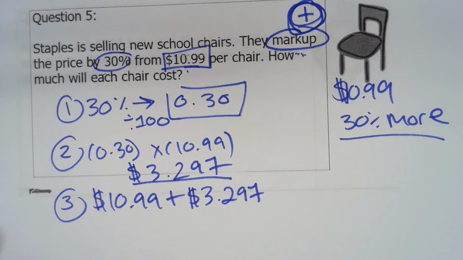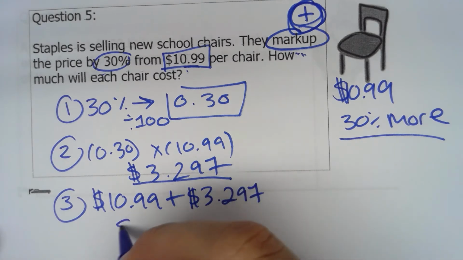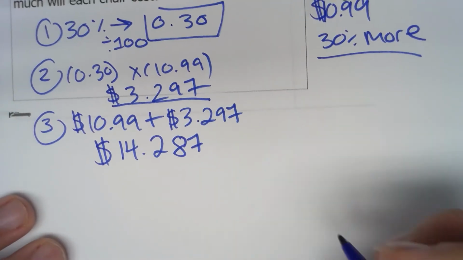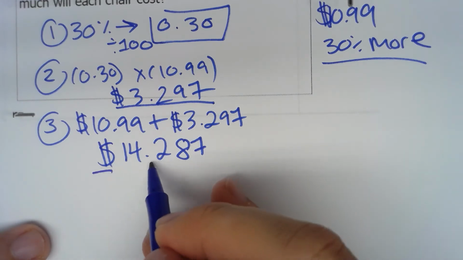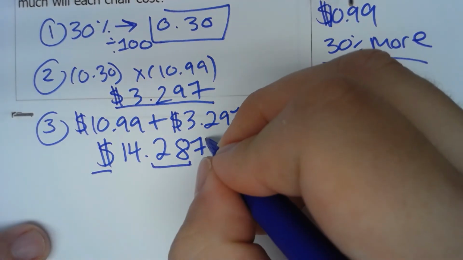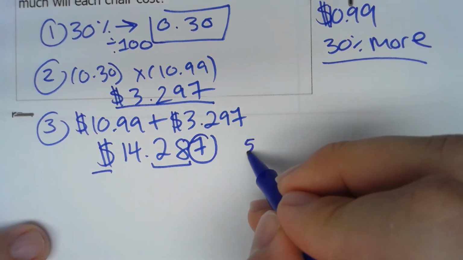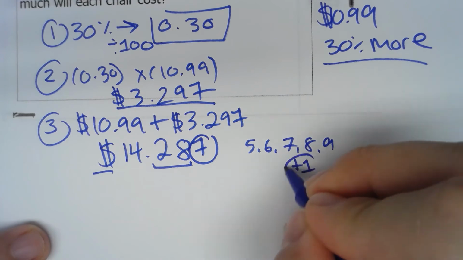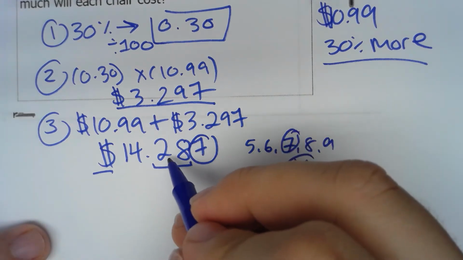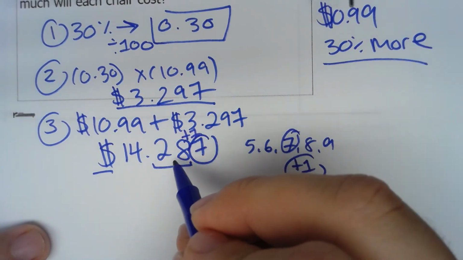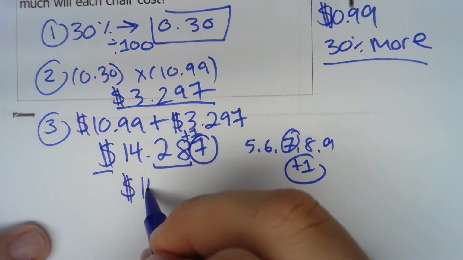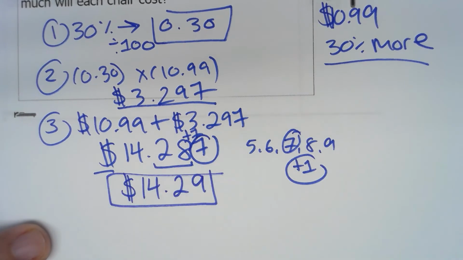Let me do that on my calculator really quickly. And I get 14.287. Alright, let's see if you remember. When I use money, I only need 2 decimal places. So let me look at this number. If it's 5 or more, what do I do? Add 1 more. This is 7. So I have to add 1 more to 0.28. That's going to become 0.29. So my final answer is I'm going to pay $14.29 for this chair.